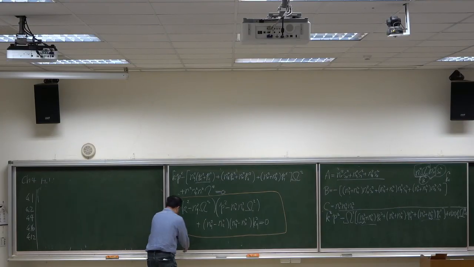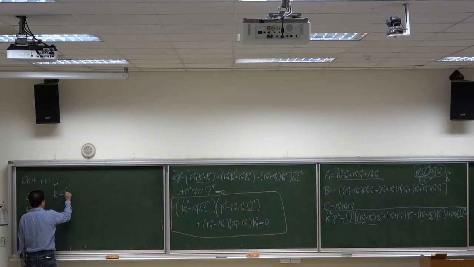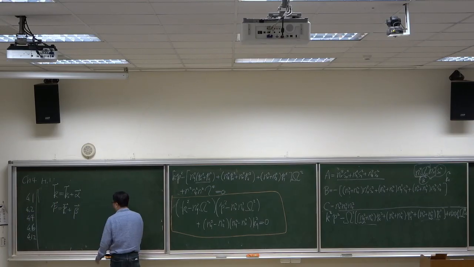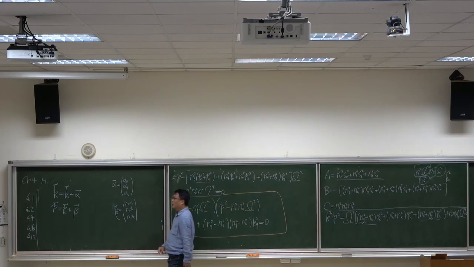So we see, if now I assume K to be K naught plus alpha, and P to be P naught plus beta. Here alpha is alpha x, alpha y, alpha z. Beta is nx alpha x, ny alpha y, nz alpha z. Okay.